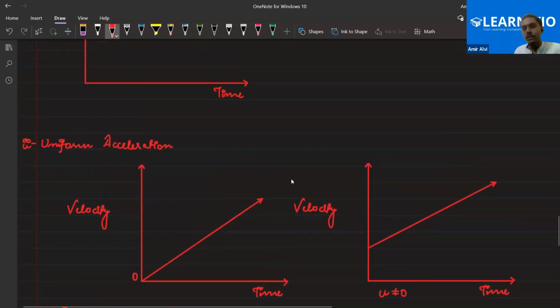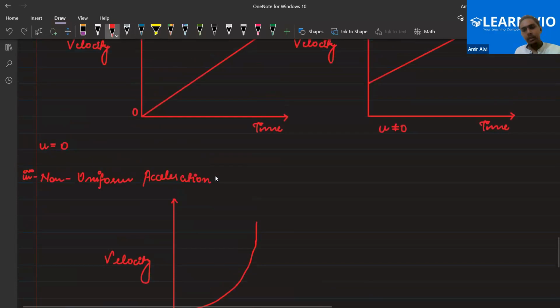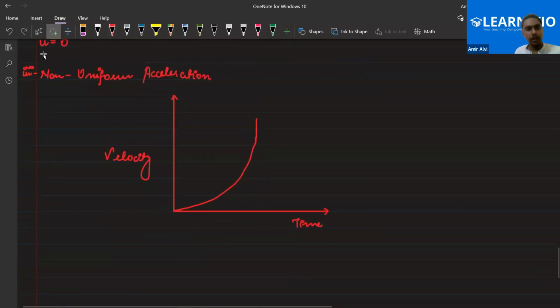One more thing, this is positive. As you can see, the slope is positive, so this is positive acceleration. I'm not writing it here, I'm just writing it as positive acceleration. Here in this case, let me shift it a little bit downward.